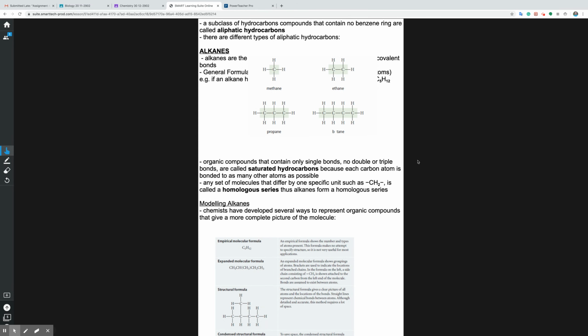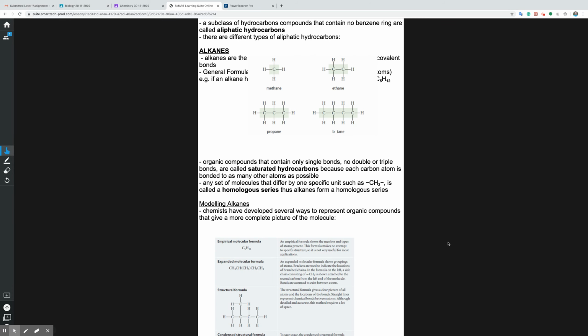Any set of molecules that differ by one specific unit, such as a CH2, like in the middle here, these are all CH2s, is called a homologous series. Thus, alkanes form a homologous series. So this series would be methane, ethane, propane, butane, and you can continue on.